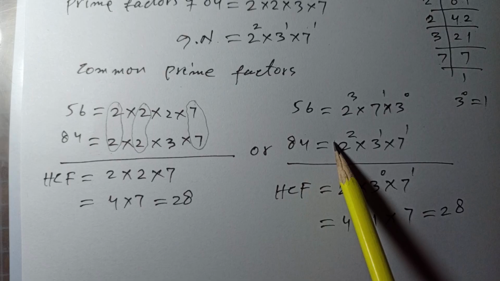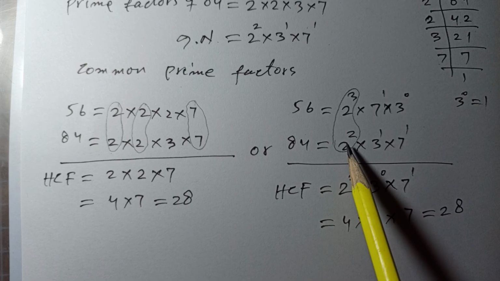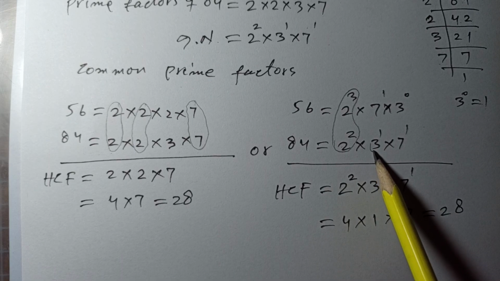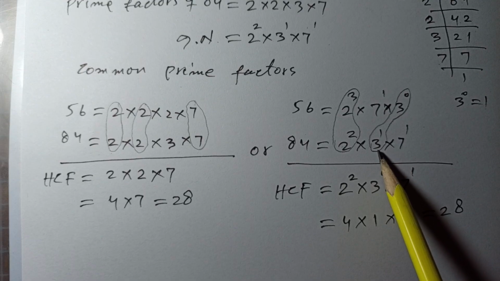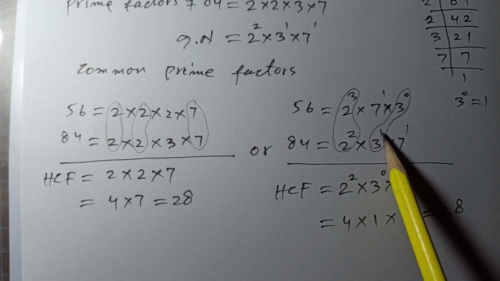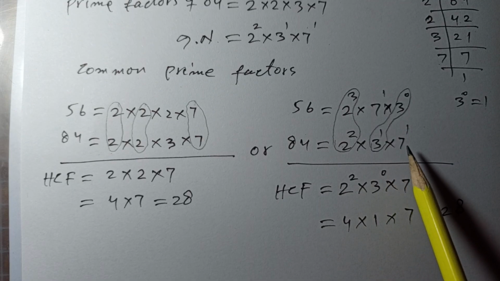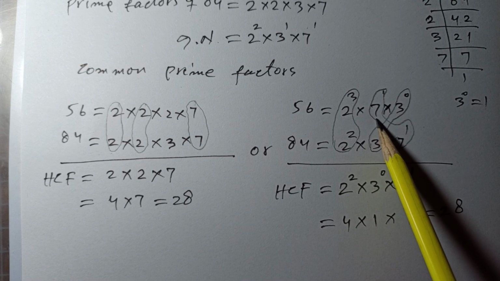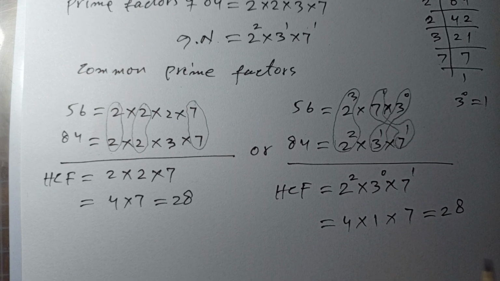Here you can also make a loop of common numbers. These are common, and from the loop you can take the lower power. This is the lower power I have taken, and here you can make your loop like this. And you will pick the lower power. 3 raised to power 1 is higher power, and 3 raised to power 0 is lower power. So you will take the lower exponent. Here both have the same power, and you will take any one. 7 raised to power 1. Now you will multiply these and you will get the answer.